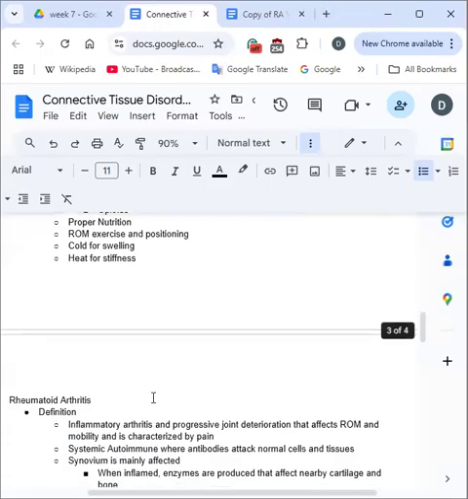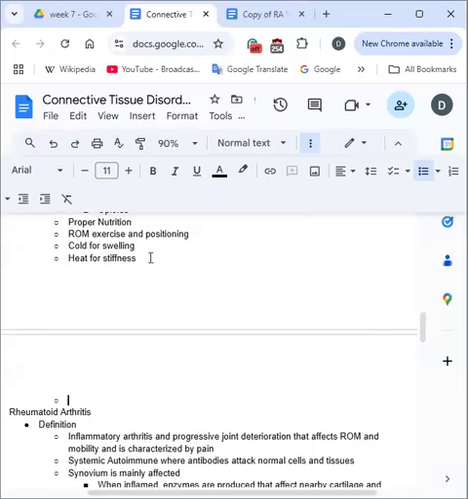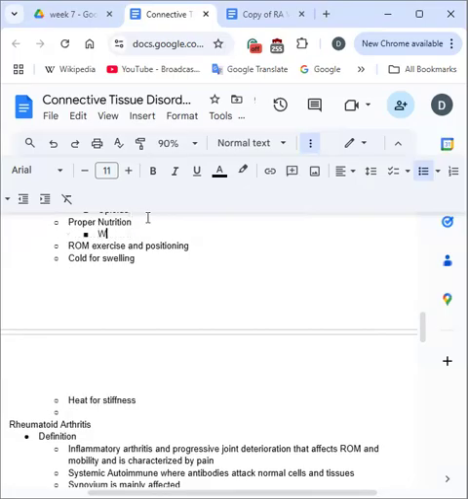But, so we mentioned proper nutrition, obesity. That's one. I guess proper nutrition kind of goes with that. If they're obese, weight loss. If they need to, then that's when we're going to do potential surgery to replace the joint.